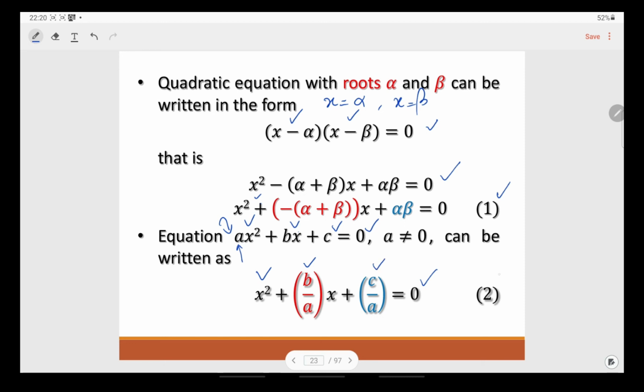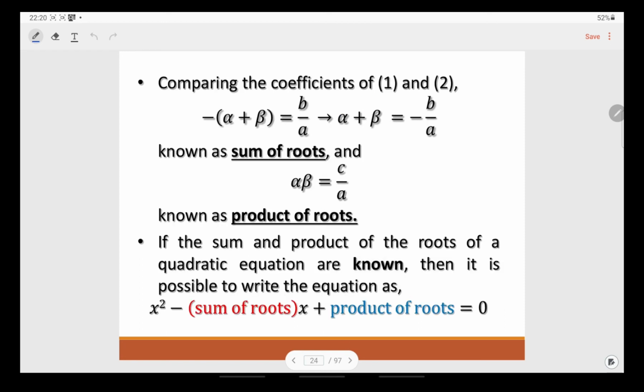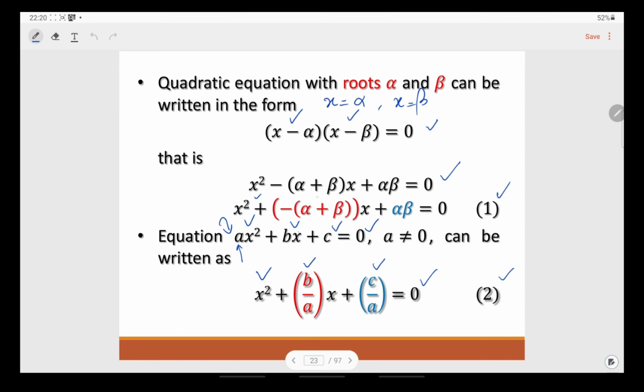Now we consider these two equations, 1 and 2. We pair them one by one. Okay, the red color are the equal values, and the blue color are the equal values. So what does it mean by comparing the coefficients of equations 1 and 2? So we have negative (alpha plus beta) equal to b over a. Okay, the red color in here, this one equal to this one.